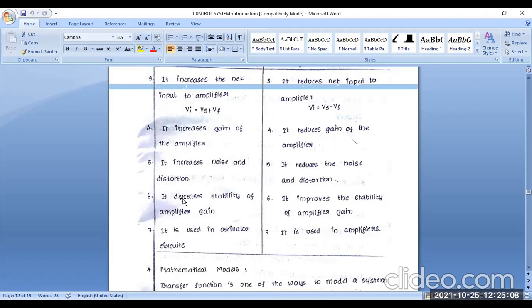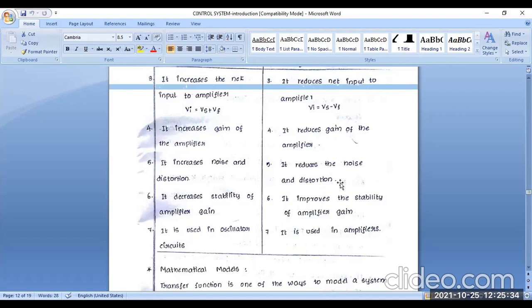Number 6, this positive feedback system decreases the stability of the amplifier gain. Okay, this amplifier gain, what is the gain? Gain is the ratio of the output variable to the input variable. That is, gain equals output by input. So in the positive feedback system, it decreases the stability of the amplifier gain also.